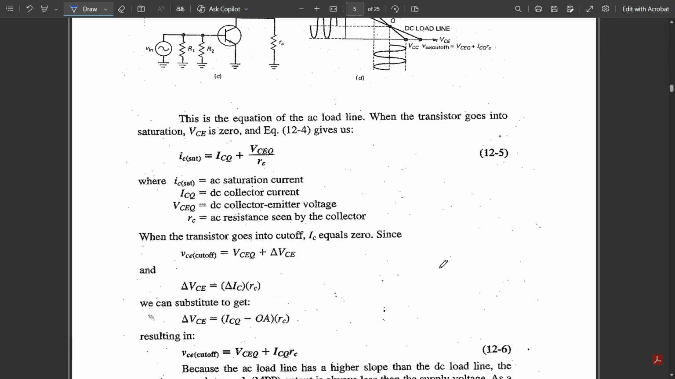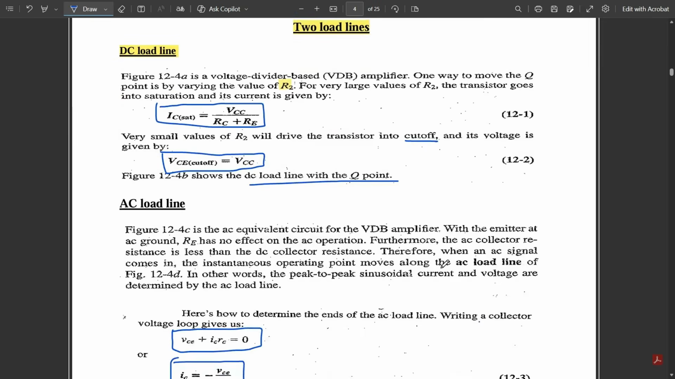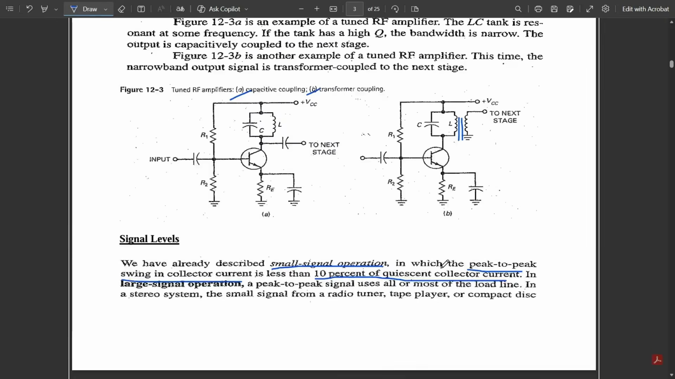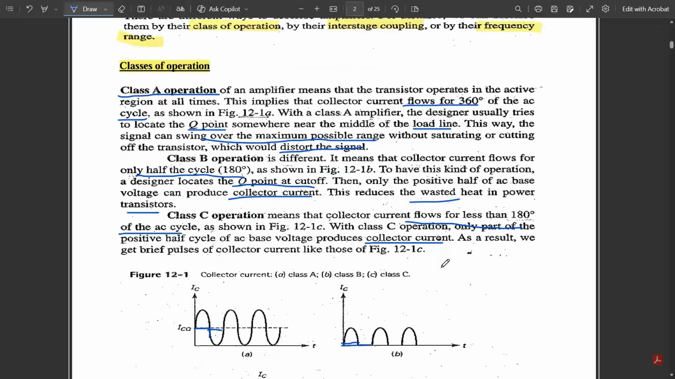Okay, so yeah, that's all for this video, guys. In this video, I had briefly started with the load line analysis with respect to the power amplifiers, and we have seen the different class amplifiers: class A, class B, and class C. So hope this is clear.